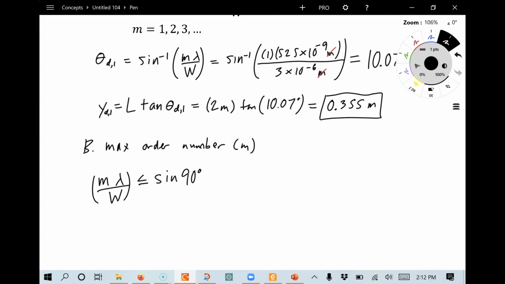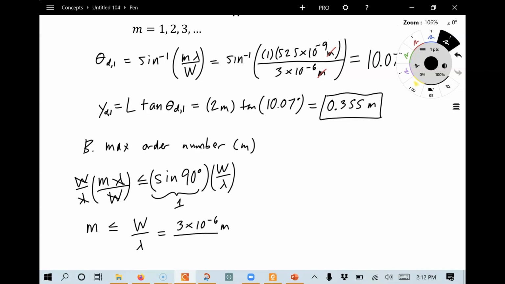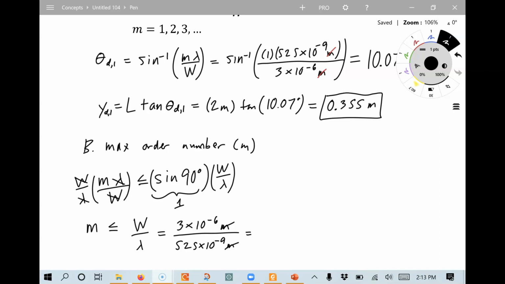So let's go ahead and multiply both sides by omega over lambda. And omega over lambda is a positive number. It won't reverse the direction of that inequality. And so that tells us that the order number has got to be less than or equal to, remember sine of 90 is 1, right? This whole thing is just 1. It's got to be less than or equal to w over lambda. W in this case is equal to 3 times 10 to the minus 6 meters. And lambda, we remember, is equal to 525 times 10 to the minus 9th meters. And so we can go ahead and cancel these two out.